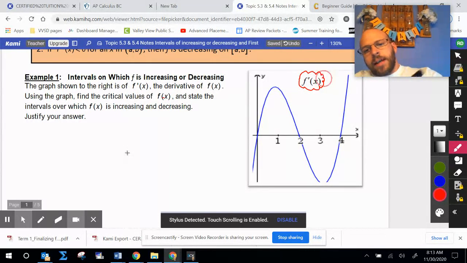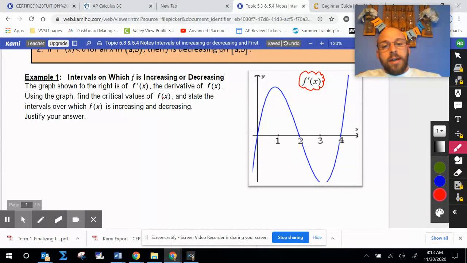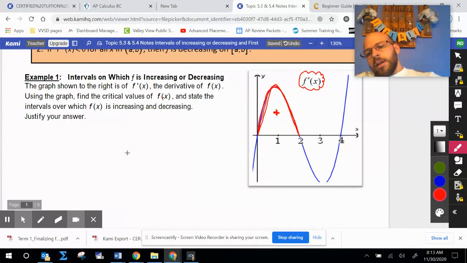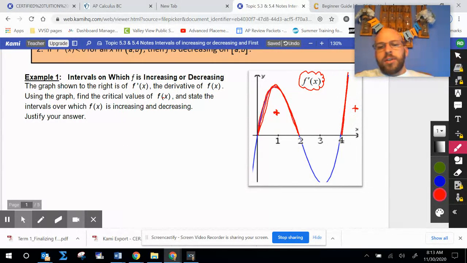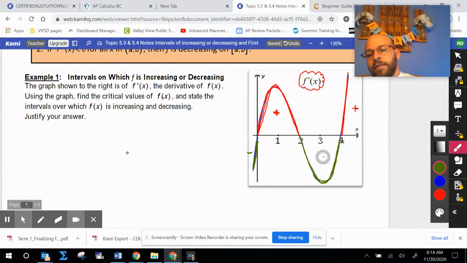So we know that this is f prime of x. So this is a graph of the slopes. So if you take a look at this, from 0 all the way to 2, this section of my graph is positive. This section of my graph on the right is also positive. And then we have two sections in which we have negative values for our derivative. Now, again, this is not the graph of the original function. This is the graph of the derivative.